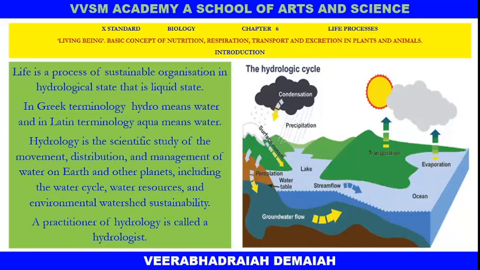Hydrology is the scientific study of the movement, distribution, and management of water on Earth and other planets, including the water cycle, water resources, and environmental watershed sustainability. A practitioner of hydrology is called a hydrologist. This is for your knowledge, my dear friends. This is the hydrologic cycle, where you can see precipitation, transpiration, evaporation, groundwater flow and all.